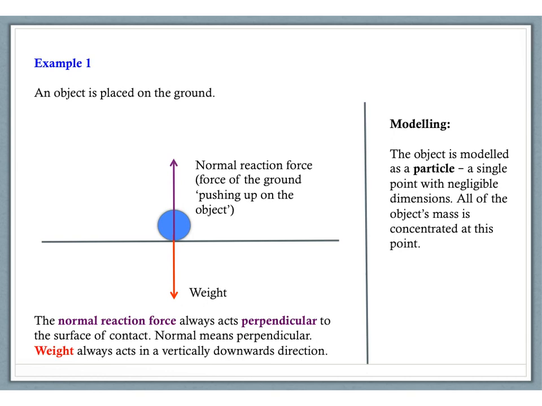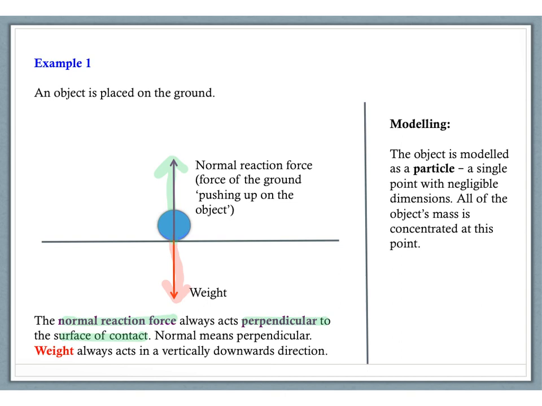Example 1, an object is placed on the ground. Let's have a look at the forces acting first of all. So here's our object, in blue here. Now, the forces acting, we have the weight, which acts vertically downwards. We also have the normal reaction force, or the normal contact force, which is the force of the ground pushing up on the object. The normal reaction force always acts perpendicular to the surface of contact. That's why it's called normal.